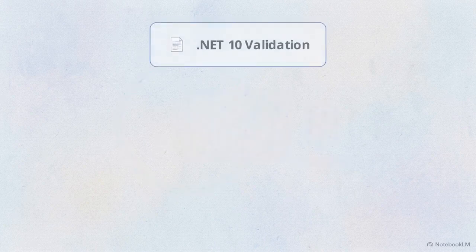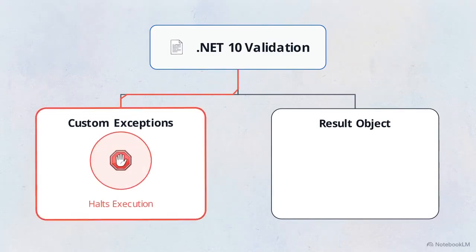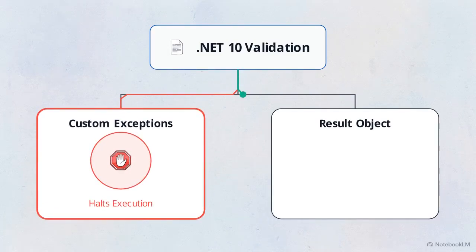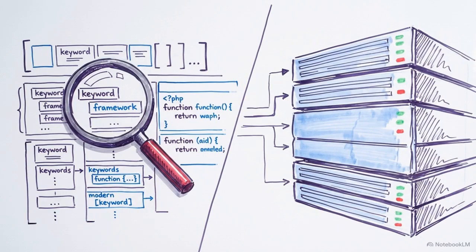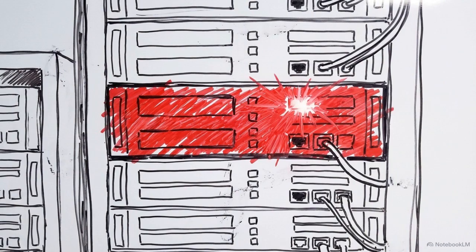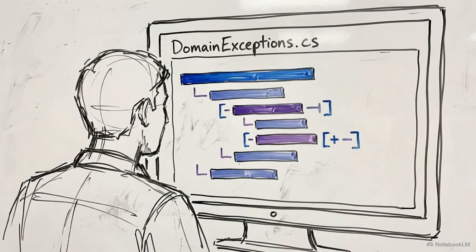When working in .NET 10, there are two highly effective production-ready architectural patterns to enforce these rules. You can either halt execution entirely using custom exceptions, or you can explicitly handle the failure paths using the result object pattern. Choosing the right strategy for your specific application prevents silent failures, keeps your data clean, and saves hours of tracing bugs. Let's look at the first approach, throwing custom exceptions.